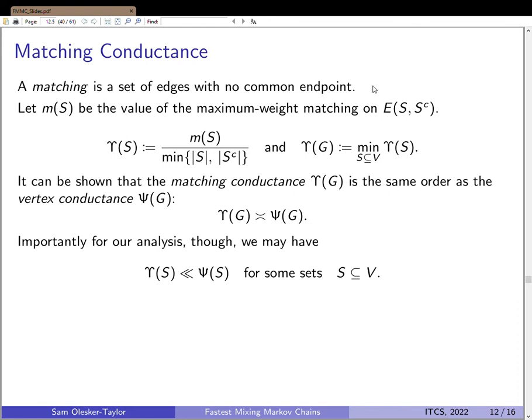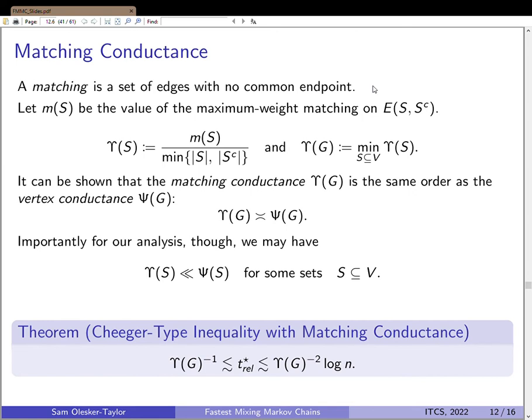But something very important for our analysis is that for some sets, the matching conductance can be way smaller than the vertex conductance. And so our analysis really doesn't work with vertex conductance, but it works with matching conductance. So introducing this new matching conductance is absolutely key for the proof. Our main theorem is really just a restatement of the other one: to prove this Cheeger-type inequality, but for matching conductance. Up to constants you could replace matching conductance with vertex conductance, but the point is that the proof really uses matching conductance. And then you say at the end, oh, look, matching conductance is the same as the more well-known vertex conductance.